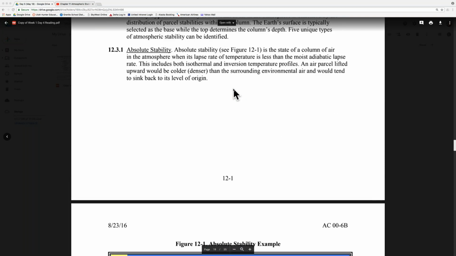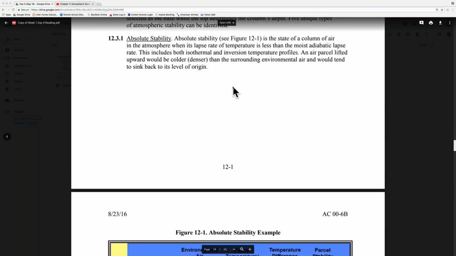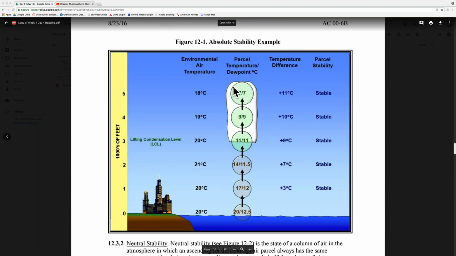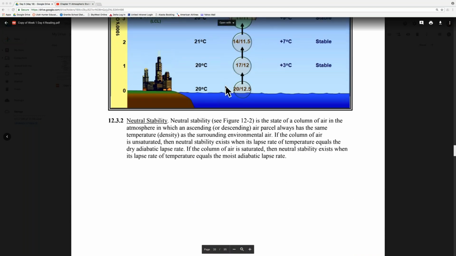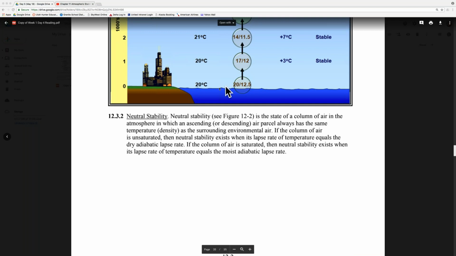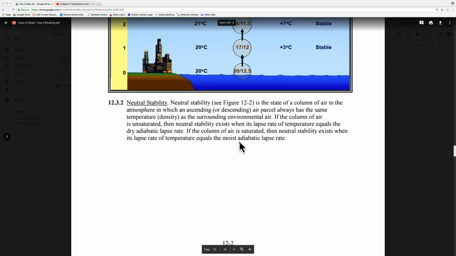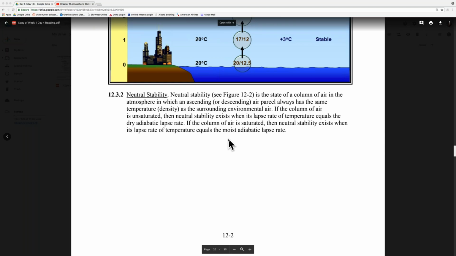moisture in the air. So as we move on here, neutral stability: the state of a column of air in the atmosphere in which the ascending or descending air parcel always has the same temperature as the surrounding environment air. If the column of air is unsaturated, then neutral stability exists when the lapse rate of the temperature equals the dry adiabatic lapse rate. If the column of air is saturated, then neutral stability exists when its lapse rate temperature equals the moist adiabatic lapse rate.